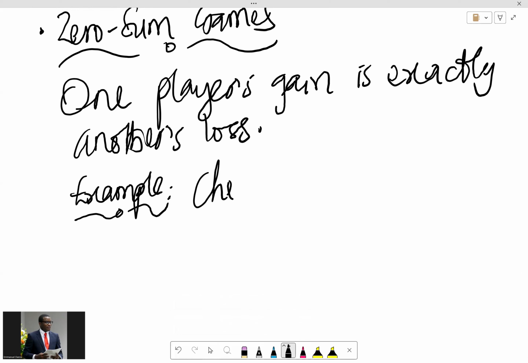We have this kind of thing in chess or poker. If someone wins in chess or poker, it means the other person has lost. That's a zero sum game. The winner gets like +1 and the loser gets like -1, such that +1 and -1 is zero. That's why we have the idea of a zero sum game.